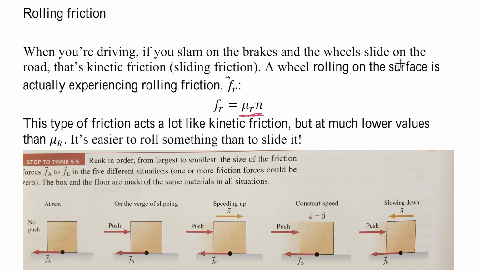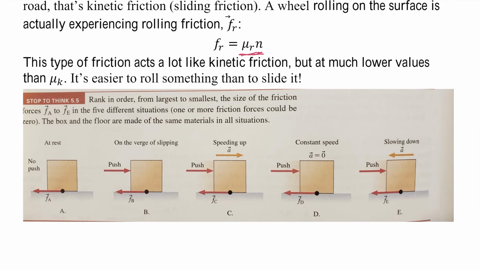So let's rank in order from largest to smallest the size of the friction forces F sub A through F sub E in the 5 different situations. One or more of these forces could be 0. The box and the floor are made of the same materials in all situations. So we can take a look at this. Think about it to yourselves for a little bit, and then we'll compare our answers and come up with what is actually right.